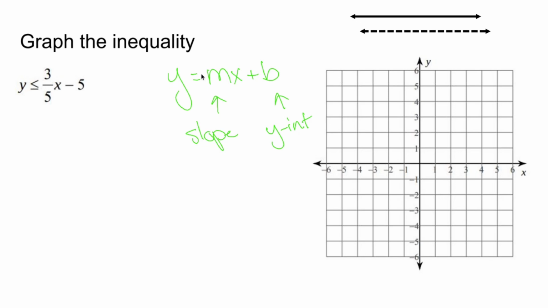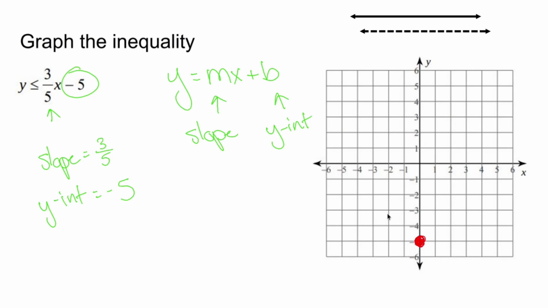So I'm going to start out just like this. I'm going to notice that my slope is 3/5. I'm also going to notice that my y-intercept is -5. And I'm going to place points based off of that information. So I'm going to start out always by putting a dot where the y-intercept is on the y-axis right here.